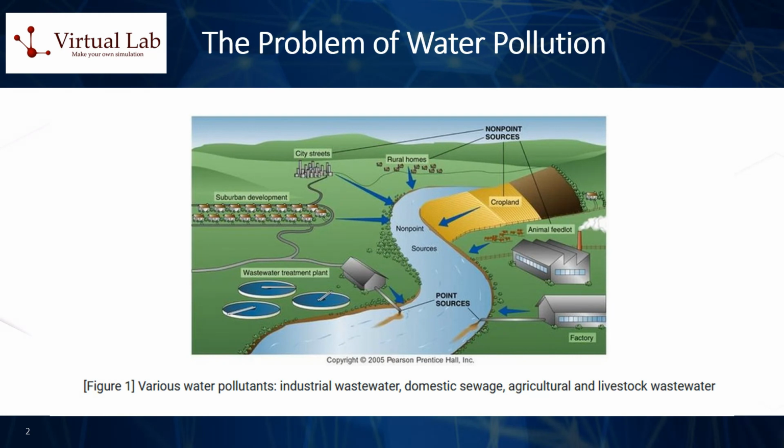Common water pollutants include nutrients, organic matter, oil, metals, and pesticides, some of which are naturally occurring. Yet, the main source of pollution is human activity, including industrial waste, domestic sewage, and agricultural or livestock wastewater. The pollution levels from these human activities continue to increase at a steady pace.